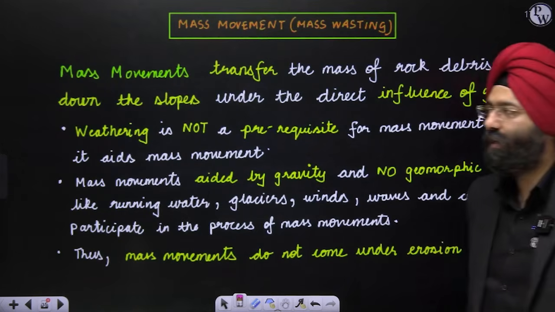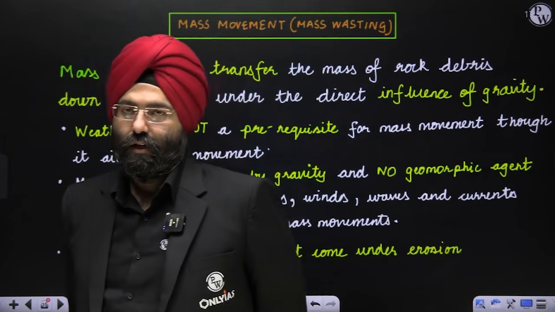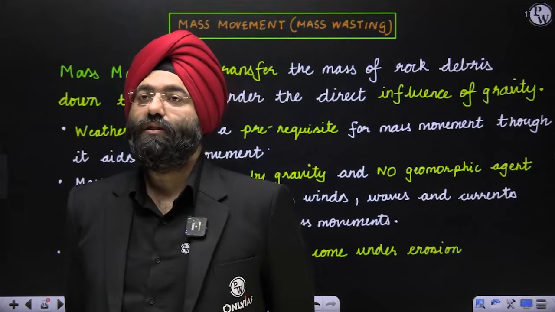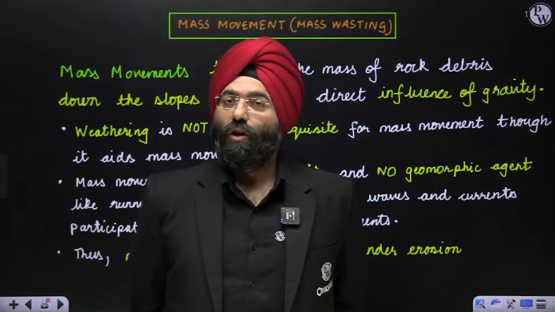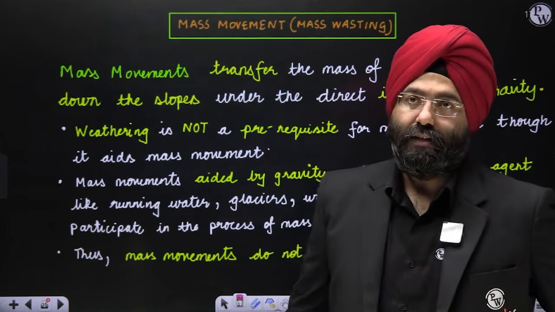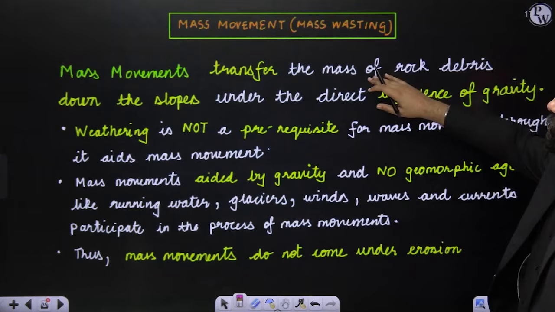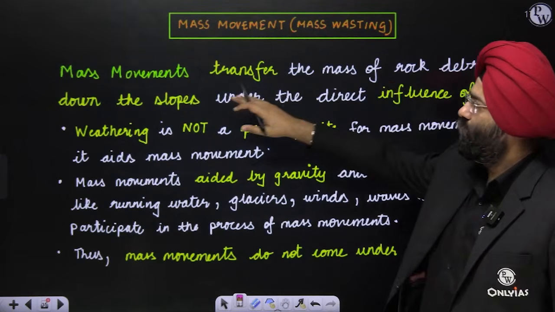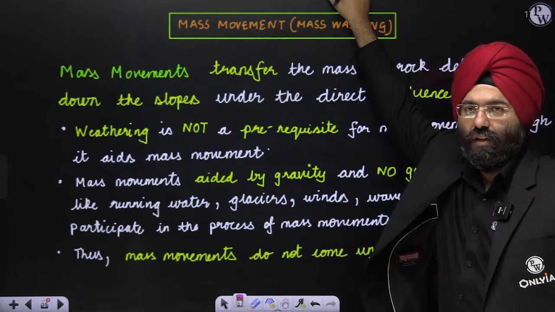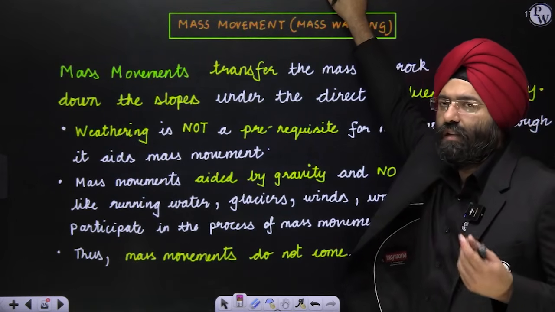Now, let's come to another topic, that is mass movement and mass wasting. I had told you something. When I talk about mass movement, that means there is some movement of what? The weathered material, but only under the influence of gravity, not because of any other force. Remember that very, very well. Mass movement transfers the mass of rock debris down the slope under the direct influence of gravity. So there is some downward movement, which means there has to be a certain influence of gravity, only then this will take place.